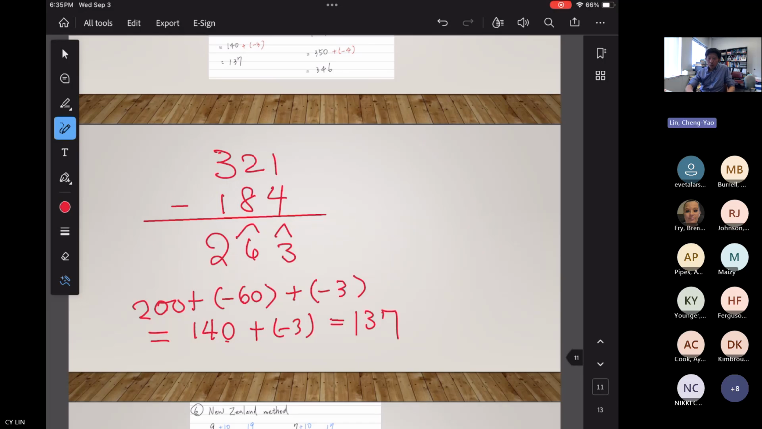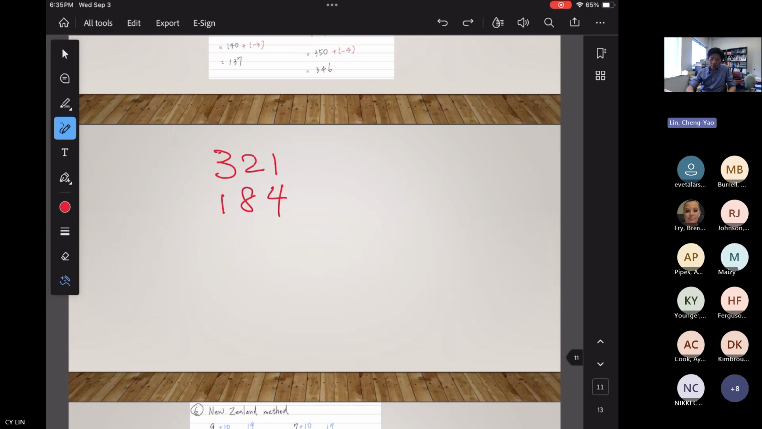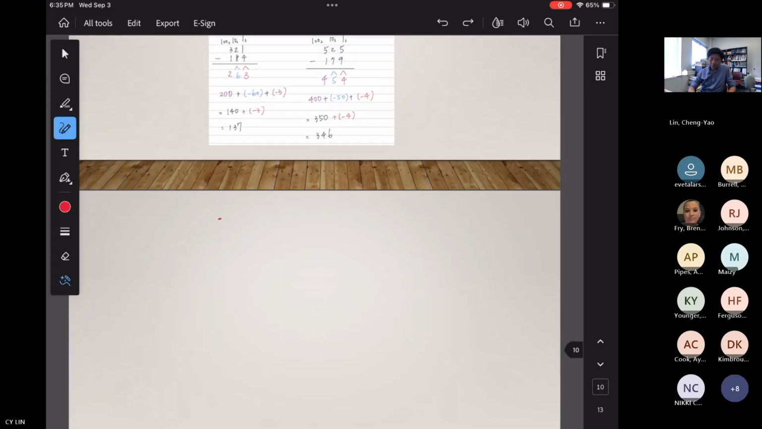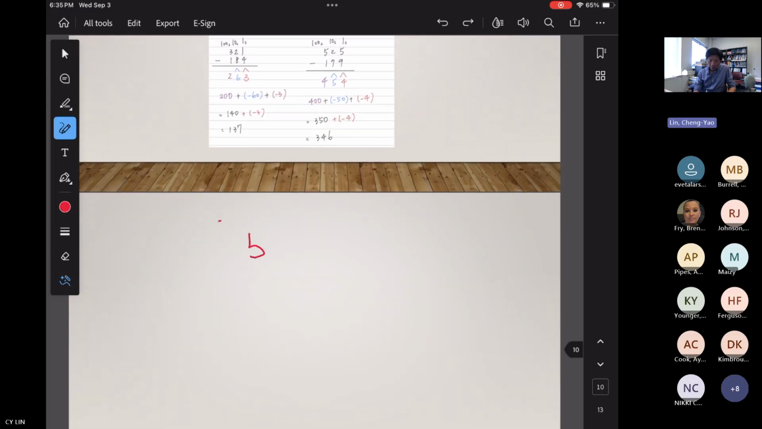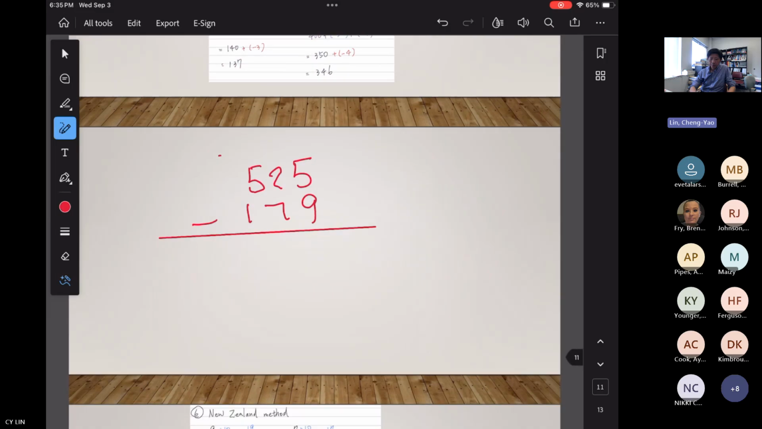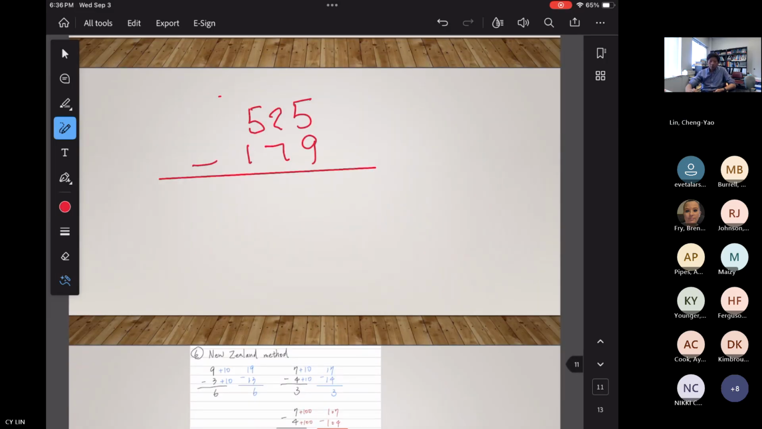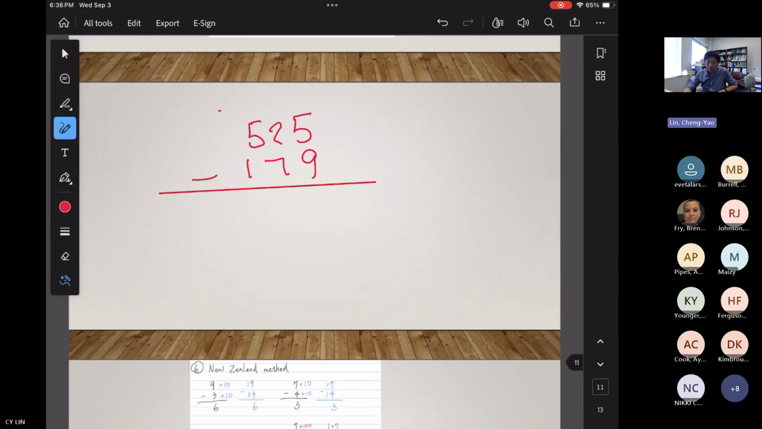Yes. Okay, now I do this one and you do one, okay? If enough, just subtract. If not enough, just go ahead, put on a cap. And this will make subtraction easier when it is coming as not enough. Okay, go ahead. 525 minus 179. If enough, just subtract. If not enough, put on the cap.